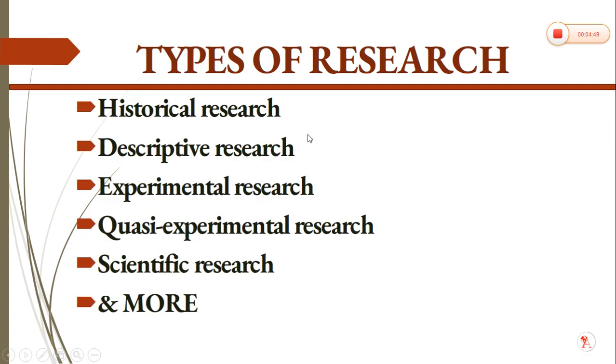Now, types of research. We have a lot of research. We have historic, we have descriptive, we have experimental, we have quasi-experimental, which means similar to experimental, we have scientific and lots more.